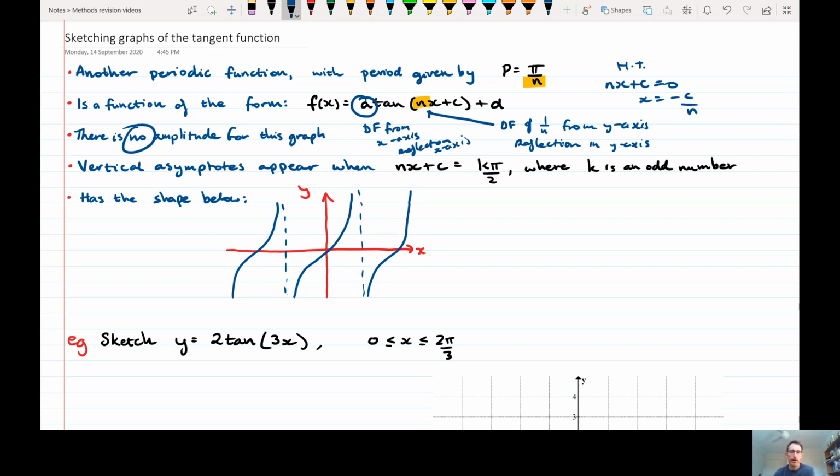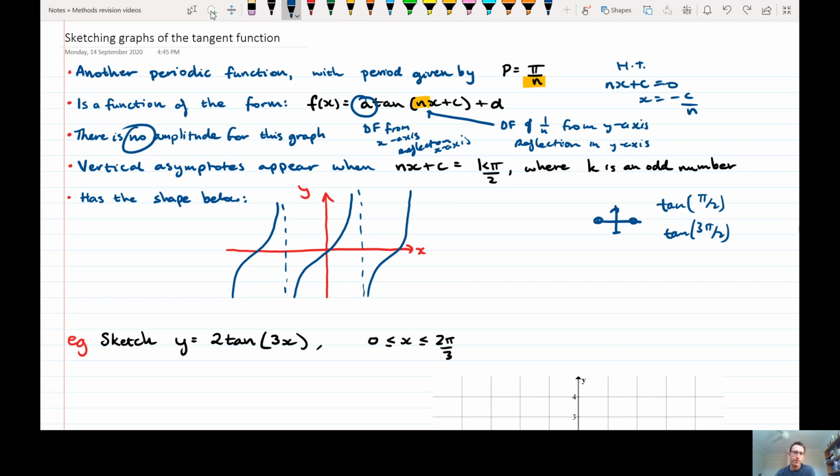Now with a tangent graph, you have vertical asymptotes. Vertical asymptotes happen whenever the bit inside tan equals pi on 2, or an odd multiple of pi on 2. We know that because in our unit circle, tan of 0 and tan of pi equal 0, but at pi on 2 and 3 pi on 2, those values are undefined. So we get a value of x here that makes this whole thing equal to pi over 2. Then we have vertical asymptotes.